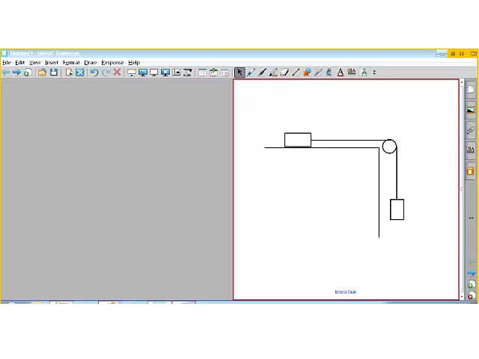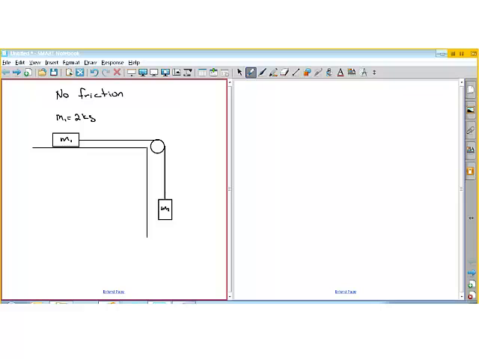So the first simple case is no friction. We have an object with mass m1, an object with mass m2, and a cable connecting the two. There's no friction between these two, so the normal force, the y direction of this element, really doesn't come into play. Let's just get some numbers here. Let's say the mass m1 is 2 kilograms and mass m2 is 5 kilograms.